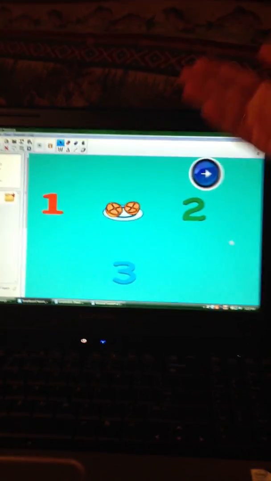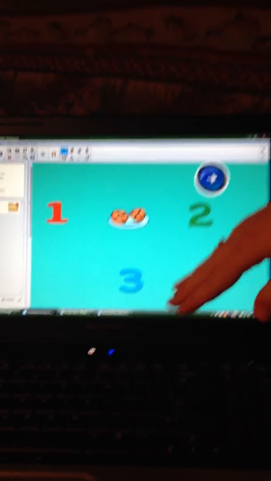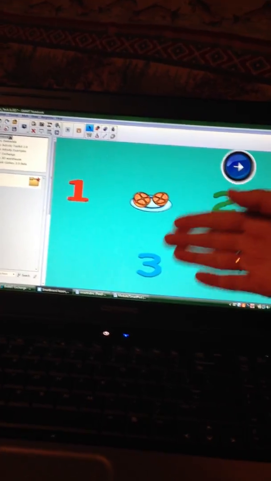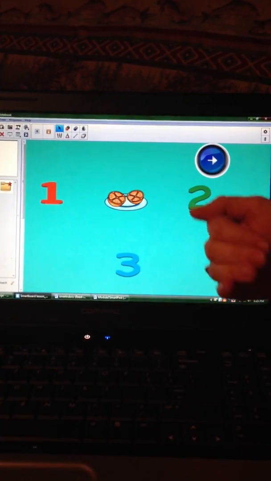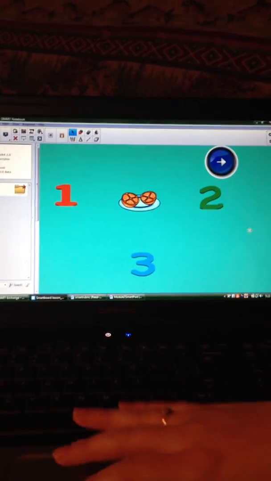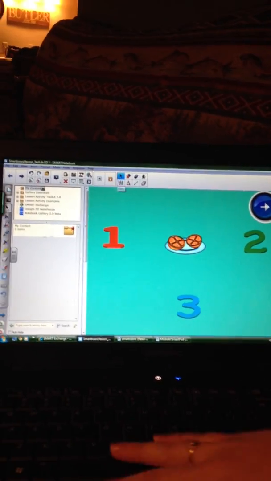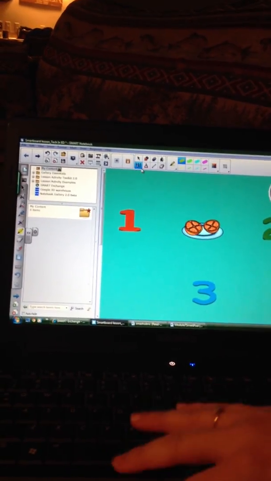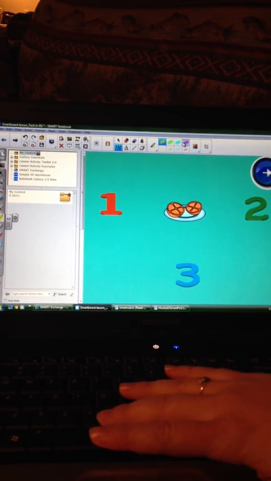So in this one, I would say, okay, how many oranges do we see? And we would count together, one, two. And for this slide, I want to know that they can distinguish the amount of oranges there are to the written number. And so I would come right here, I would let them choose, we would do the highlighter, and we would choose whatever color that we really wanted to.